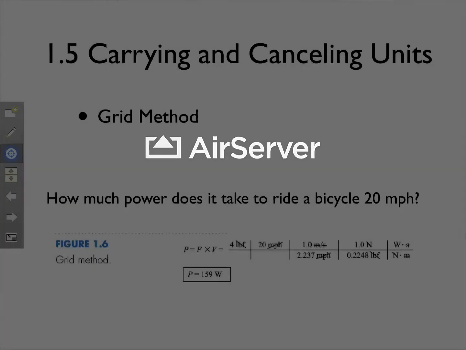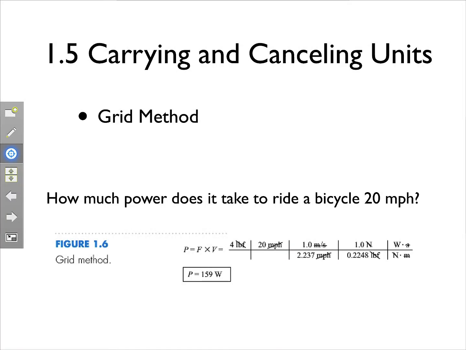We're starting with section 1.5 now, more or less the second half of this chapter 1, carrying and canceling units. We're going to talk about the grid method. This is very important stuff so that you can begin to do your homework assignments. We're just going to solve a simple problem. How much power does it take to ride a bicycle at 20 miles an hour?